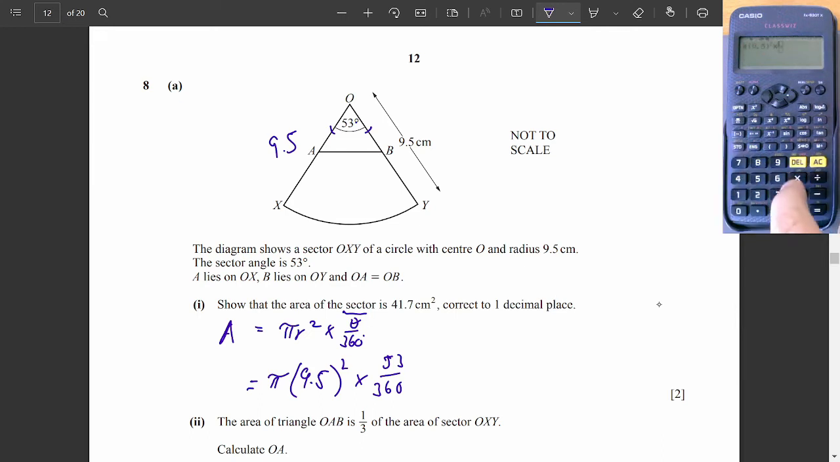Equals. Okay, very important here is to write the unrounded answer. Put a bunch of decimal values there, etc. Because they've given us the answer, and then we just show that the answer we have rounds to 41.7. You lose a mark if you don't write the whole answer.